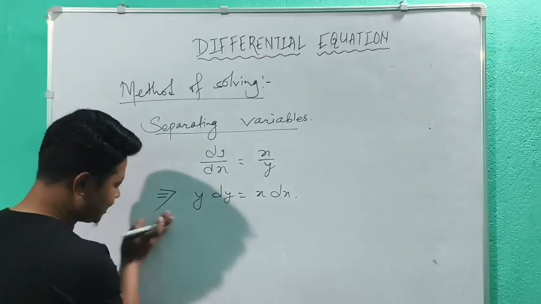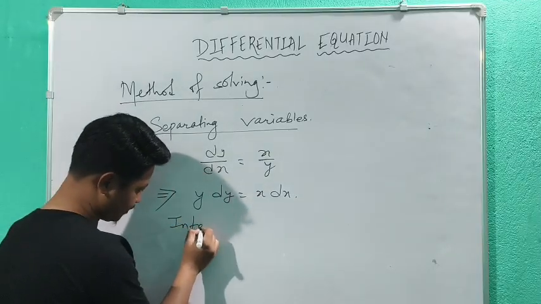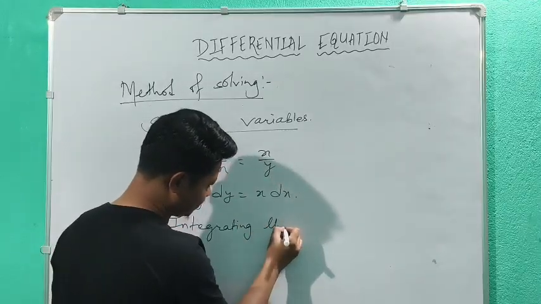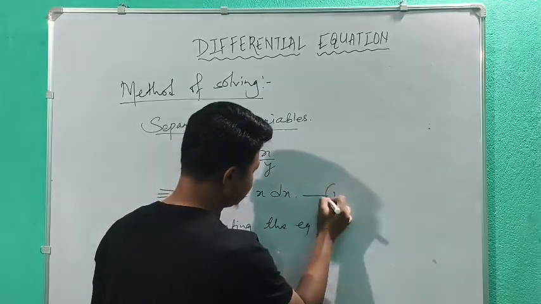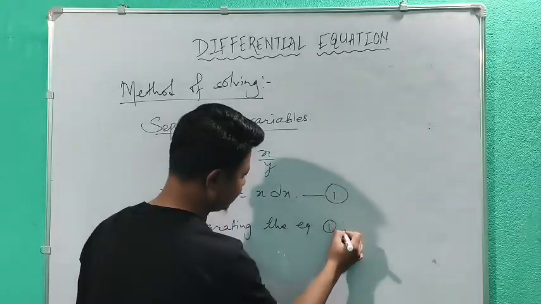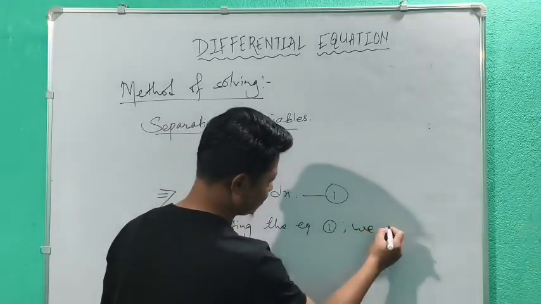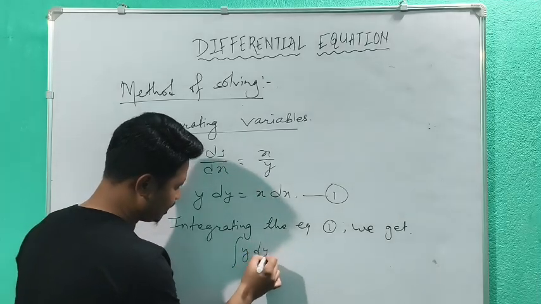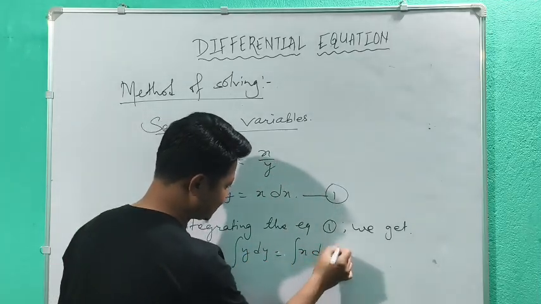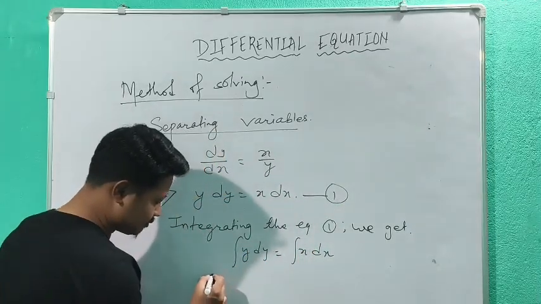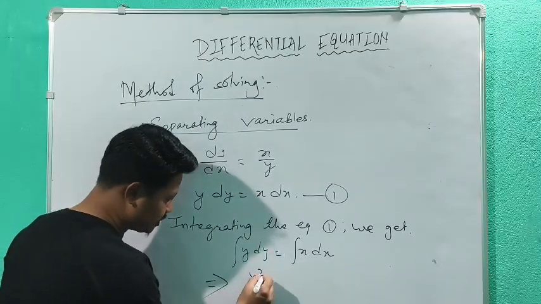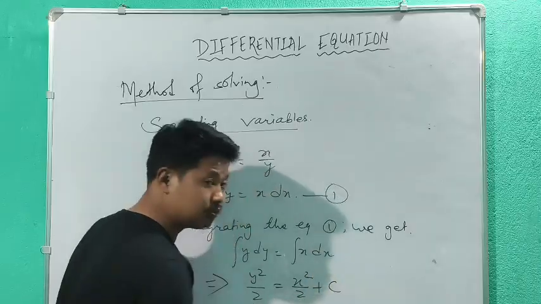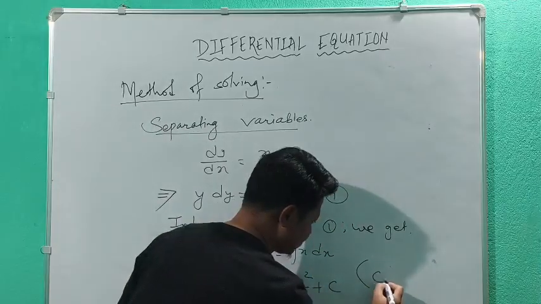Now next step is to integrate. So integrating the equation, let us say this is equation 1. Integrating the equation 1, we get, so y dy equals to x dx. So after integrating, I will get y squared by 2 is equals to x squared by 2, and we must write some constant. What is c? C is a constant.